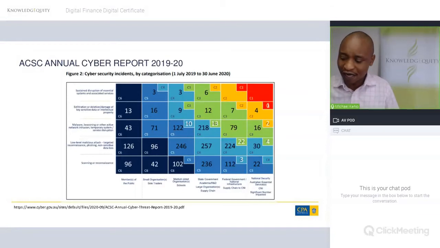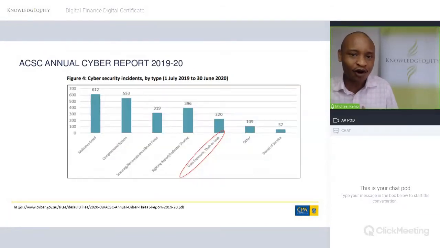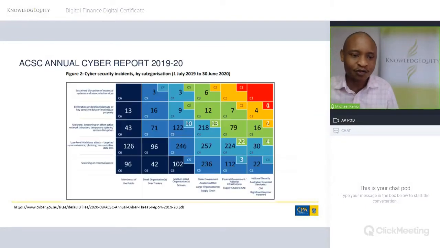Now, remember that the chart that we discussed earlier only deals with the frequency of incidents. This one here now deals with the severity of those incidents. The ACSC categorizes these incidents on a scale of 1 to 6, with 1 being most severe and 6 being least severe. So you can see the most severe incidents are the ones that relate to denial of service, so sustained disruption of essential services, which we saw was actually the least reported when it comes to frequency. But those are the ones with the most significant impact to organizations and to Australia.